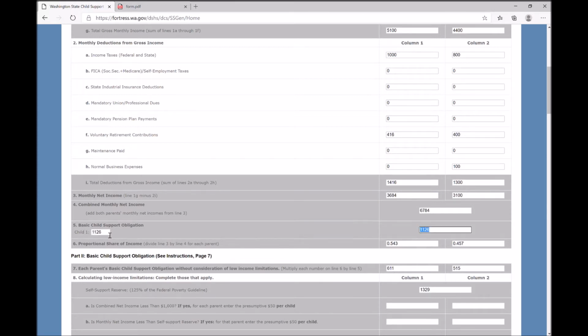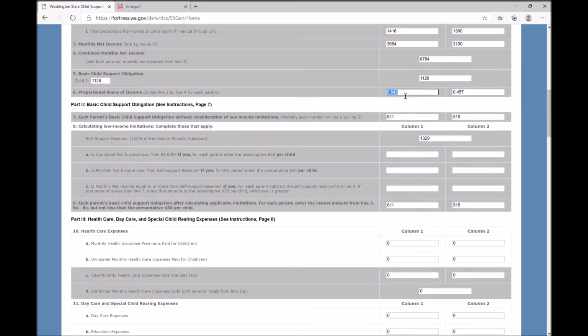$1,126 a month is computed here. And if we look at the father's net income and the mother's net income, it computes that the father's net income is 54.3% of the total, and the mother's net income is 45.7% of the total. Now, these are the income ratios, and these income ratios are very important because anytime any expenses are going to be shared, they're now going to be shared in this income ratio.